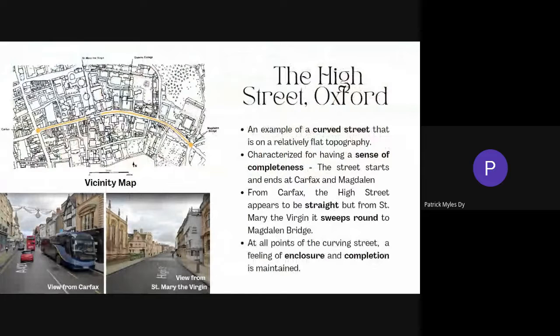So, the High Street in Oxford is an example of a curved street that is on a relatively flat topography. This is in contrast to streets that are on mountainous or hillsides that are curved. So this one is located on a flat surface, and it is characterized by a sense of completeness, meaning that the street starts and ends at Carfax and Magdalen. So it depends where you enter. You can either start at Carfax or start at Magdalen. If you enter from Carfax, the High Street appears to be straight, as you see the straight line here on the vicinity map. And then from St. Mary the Virgin in the middle, it starts to sweep around to Magdalen Bridge. And at all points of the curving street, a feeling of enclosure and completion is maintained. Next slide, please.